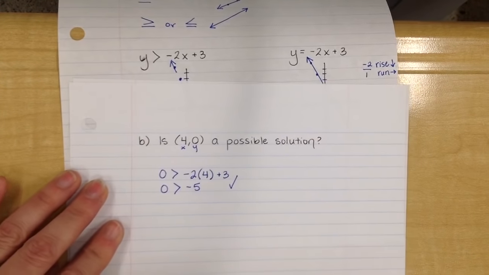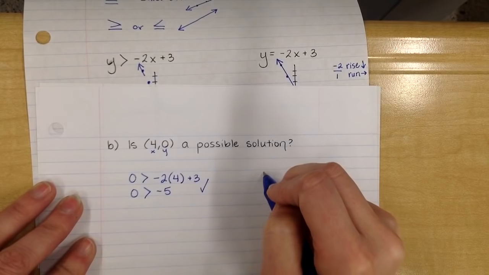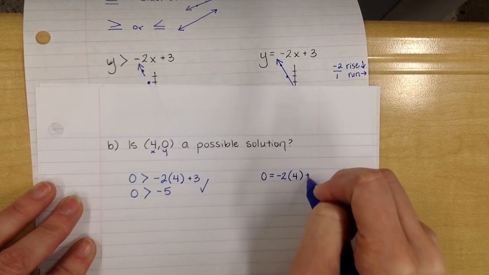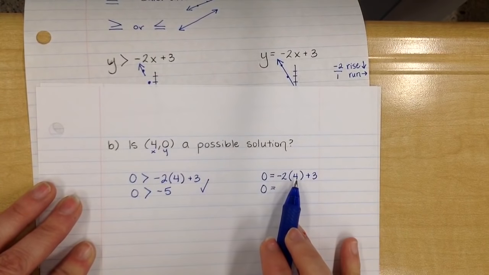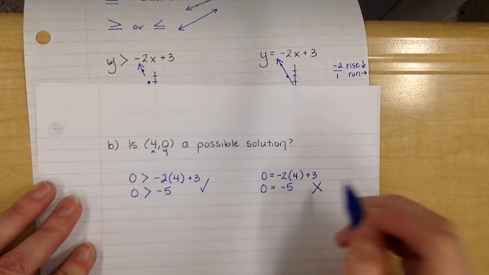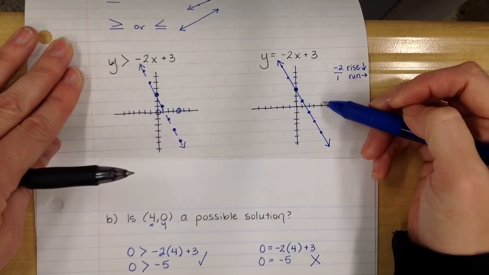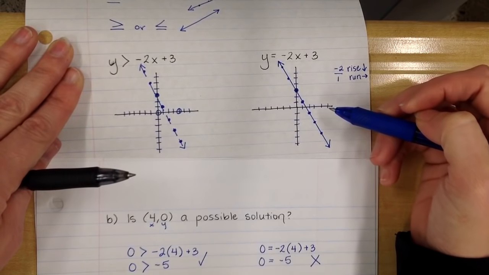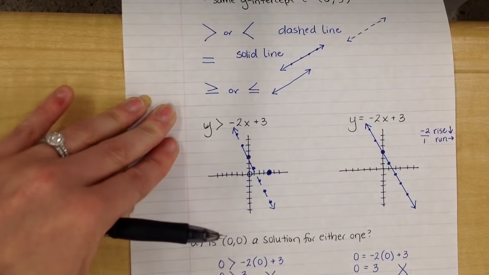Let's double check that it shouldn't be a part of our linear equation over here as well. 0 equals -2 times 4 plus 3. 0 equals -2 times 4, -8, plus 3 is -5 still. Well, that still doesn't work over there. But that's okay, it shouldn't. For an equation, it should not work because it's not located on the line itself. But over here, it does work because of our inequality.